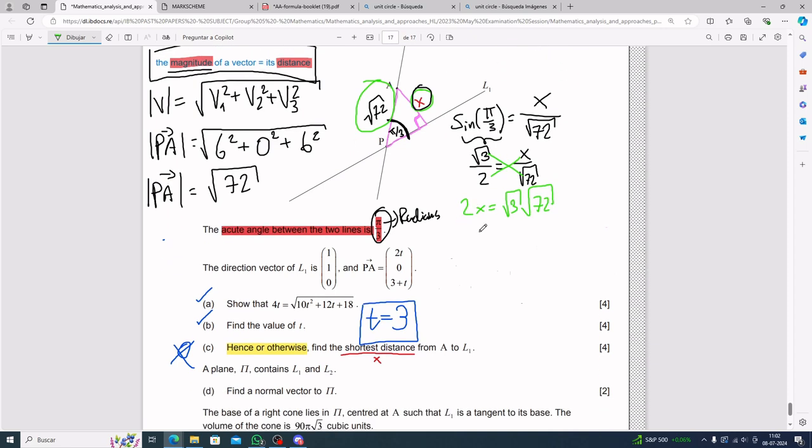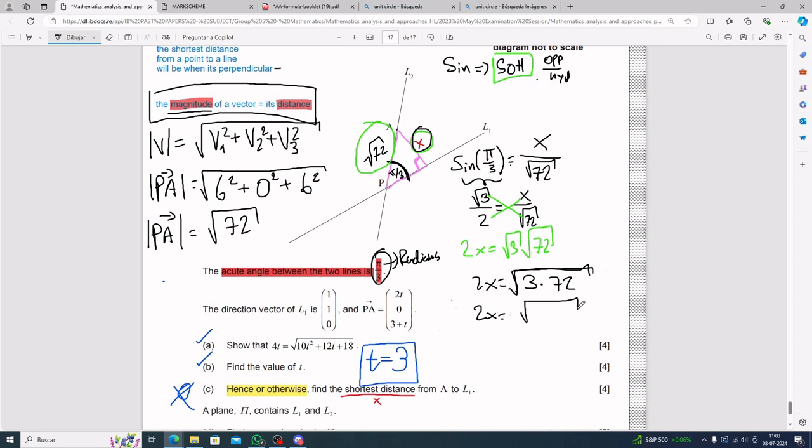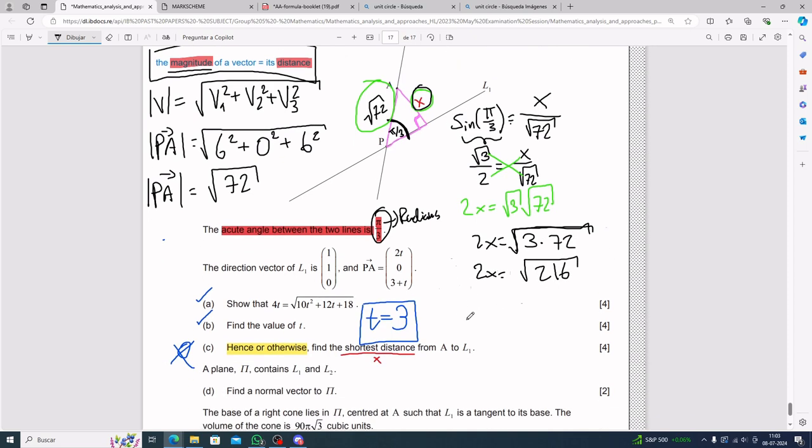Now, from here, two interesting things happen. Because the square roots are multiplying each other, they meld. So it's 3 times 72 inside. So 2x equals whatever that is times 3. So it should be 140, 210, 216. So square root of 216. That's interesting. So x equals square root of 216 divided by 2.